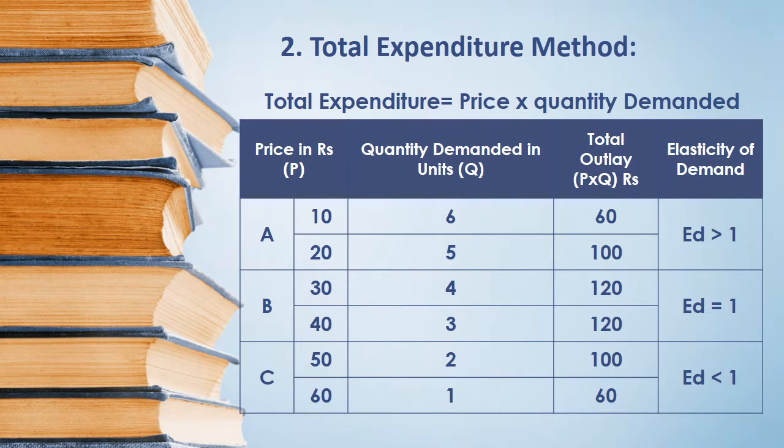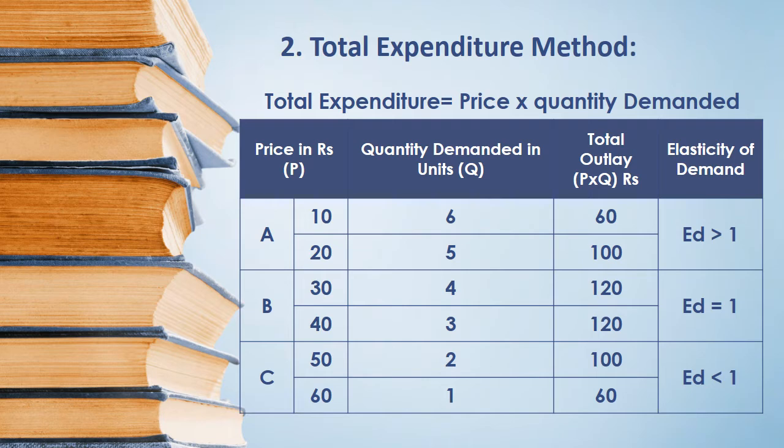The second method is the total expenditure method. This method was developed by Professor Alfred Marshall as well. In this method, the total amount of expenditure before and after the price change is compared. Here, the total expenditure refers to the product of price and quantity demanded. How much you are demanding of a product multiplied by the price of that product will give you total expenditure.